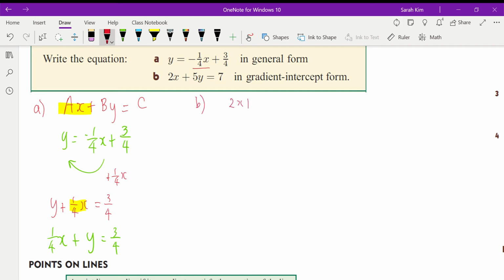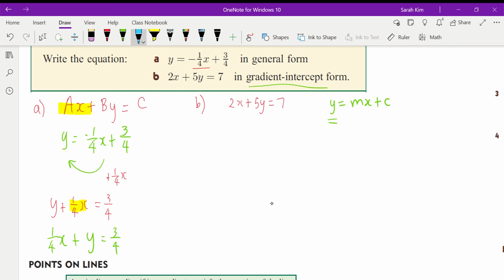2x plus 5y equals 7. So this is in the general form. I need to change it into a gradient intercept form, which is y equals mx plus c. So I basically need to make y the subject.